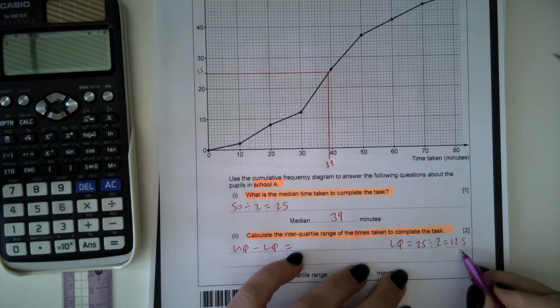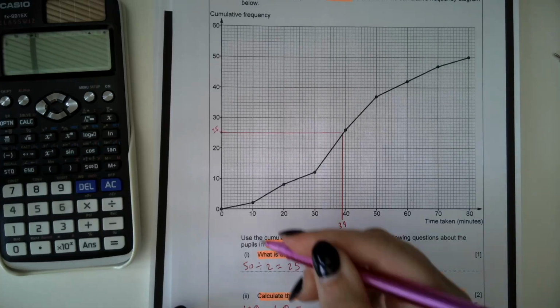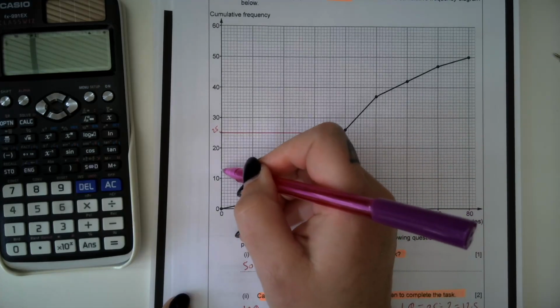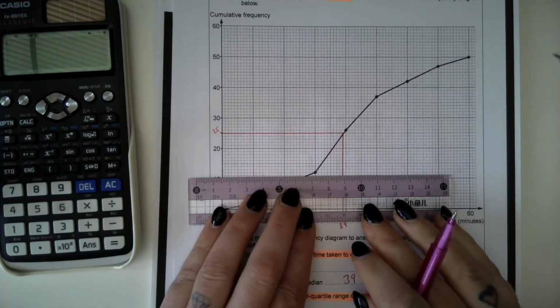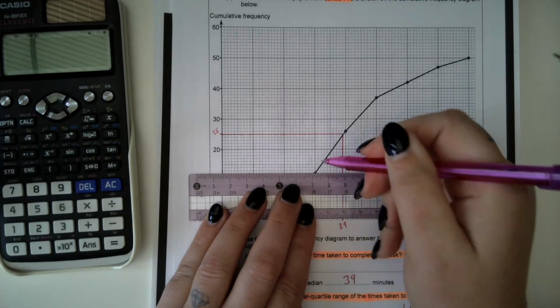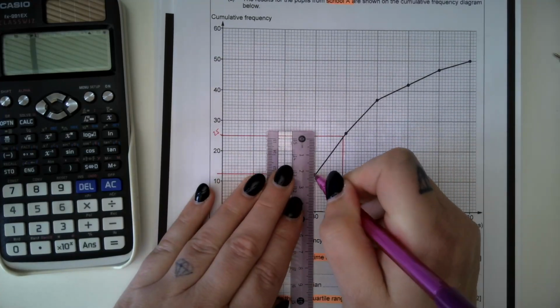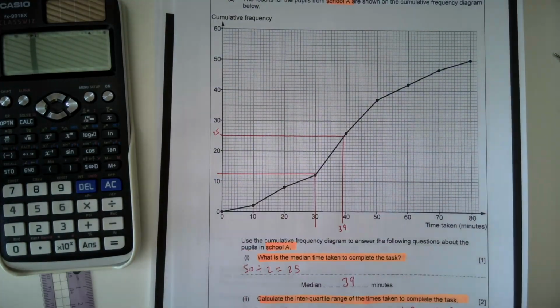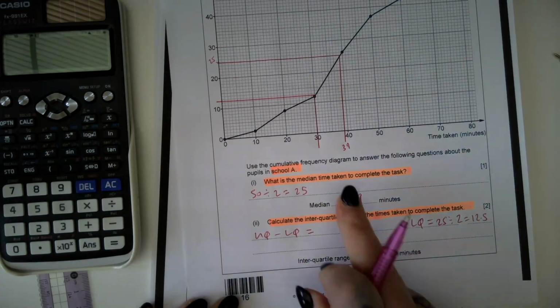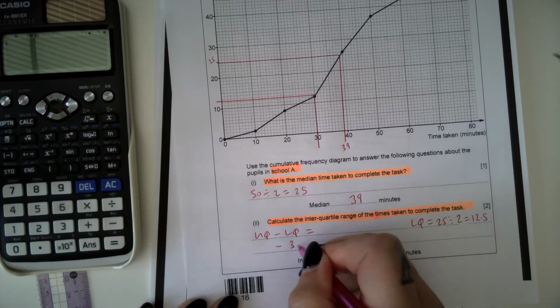If you didn't know that, please remember calculator. So we're going to read across from where 12.5 is. Be as accurate as you can and read across to the cumulative frequency line and then down, okay? So our lower quartile comes down at 30 minutes.